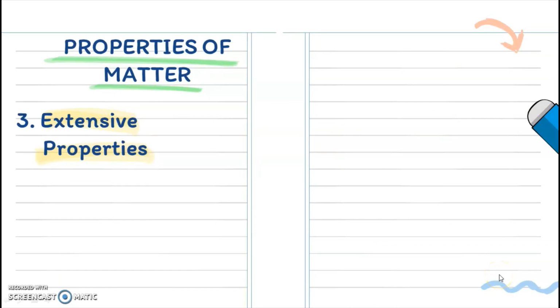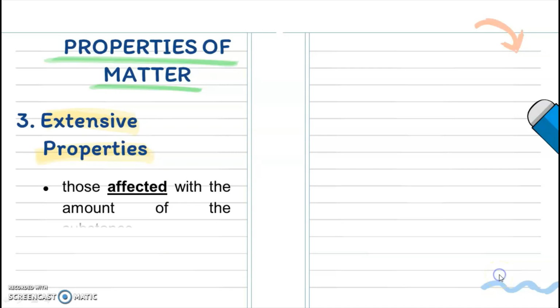We also have extensive properties. Those affected with the amount of substance. Affected, ibig sabihin, naapektuhan ng dami ng substance. Examples are mass, volume, and energy. Another example natin is weight.